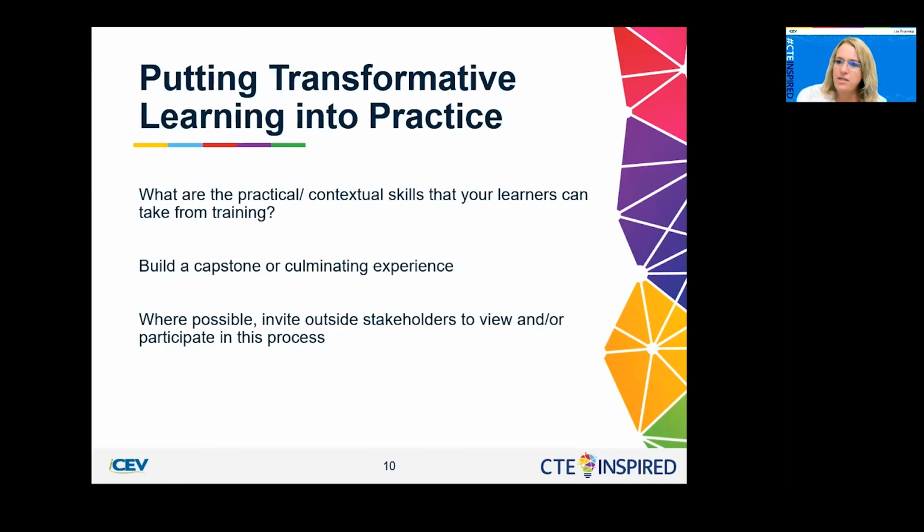So by putting transformative learning into practice, we need to look at three things. First of all, what are the practical or contextual skills that you really want your students to learn? What do they need to take from your training? And then build your culminating experience around that. We might talk about a whole lot of different things, but these key factors are what you need to know.